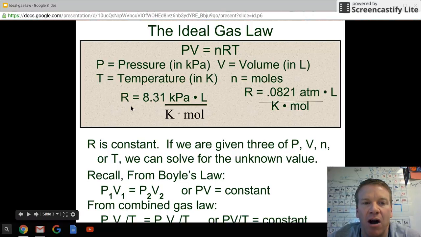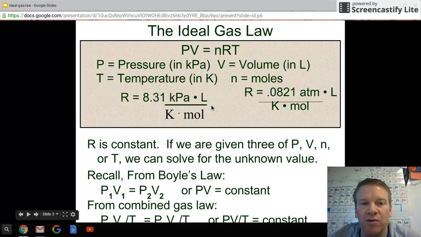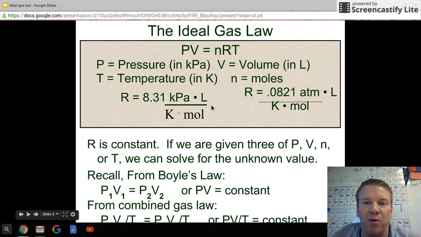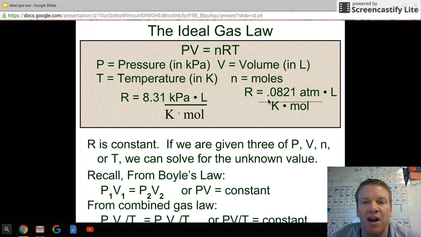Now, R is an ideal gas constant. It's always the same number. Which R you choose to use, whether it's the 8.31 or the 0.0821, depends on your pressure units. So if your pressure is in kilopascals, then you're going to use the R value of 8.31. If your pressure is in atmospheres, you're going to use the R value of 0.0821. Now, if your pressure is in anything else other than kilopascals or atmospheres, you're going to have to convert.